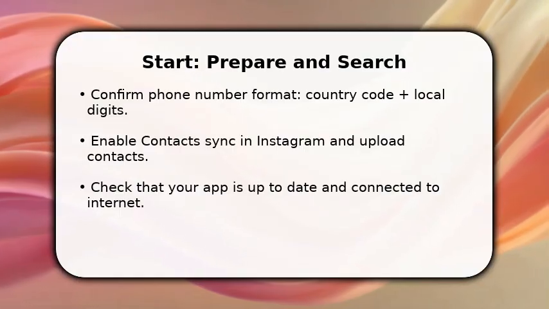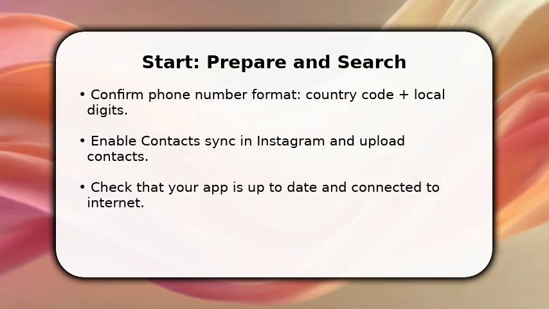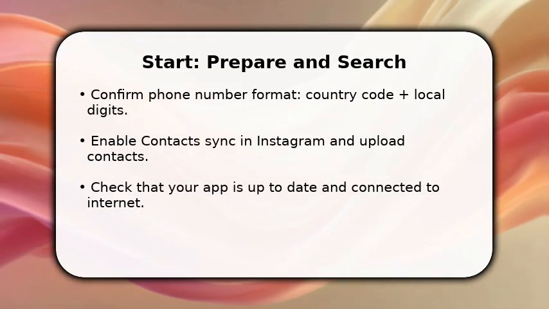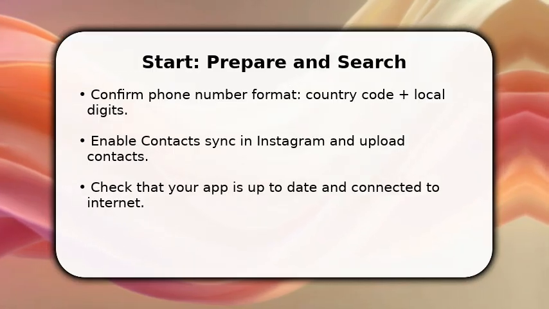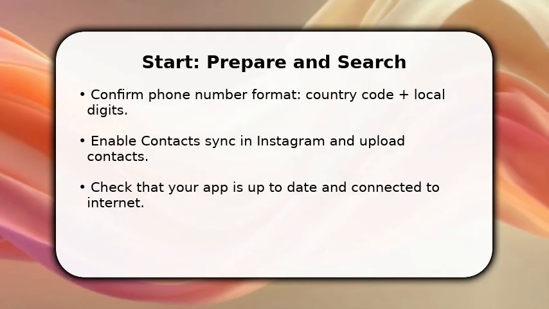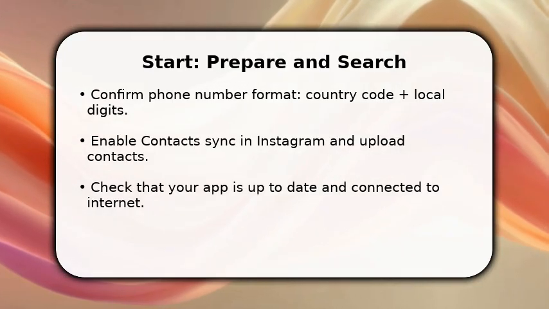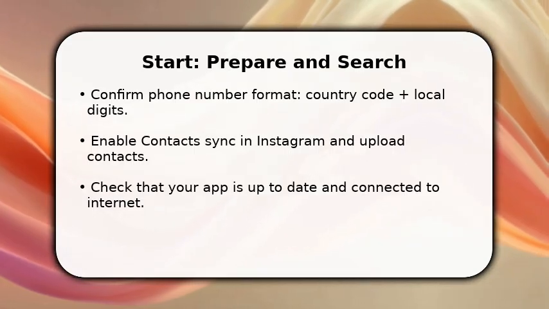You have the phone number, now act. First, make sure the number includes the correct country code and no extra characters. Next, open Instagram, go to Settings, and enable Contacts Sync so the app can compare your address book to user accounts. Once done, trigger an upload by refreshing the Contacts section and selecting Follow Contacts.